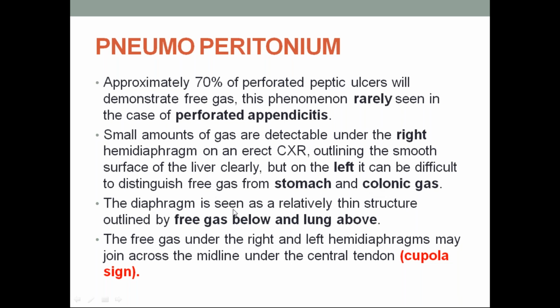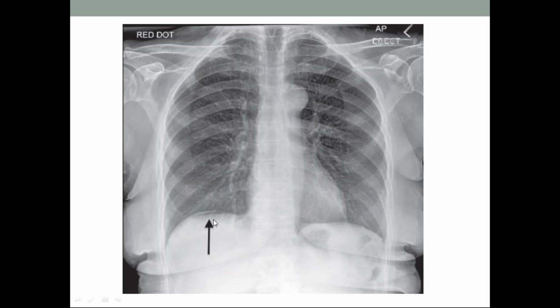The diaphragm is seen as a relatively thin structure outlined by free gas below and lung above. This is normal. The free gas under the right and left hemidiaphragm may join across the midline under the central tendon. This is the cupola sign. Cupola sign. I will show you in the image. This is the normal pneumoperitoneum.